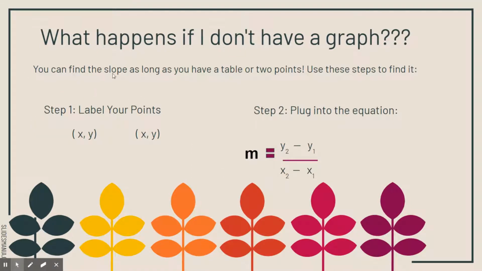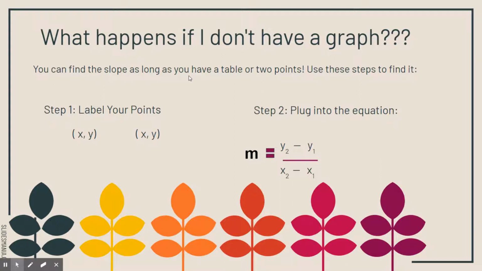So then, let's talk about what happens if I don't have a graph. How am I going to calculate my slope? Well, you can find slope as long as you have a graph, a table, or 2 points. Any of those things will help you be able to find slope. We've already taught you how to find it on a graph. You calculate your rise over your run, you count how much you went up, then put it over how much you went to the side, and then you calculate it.